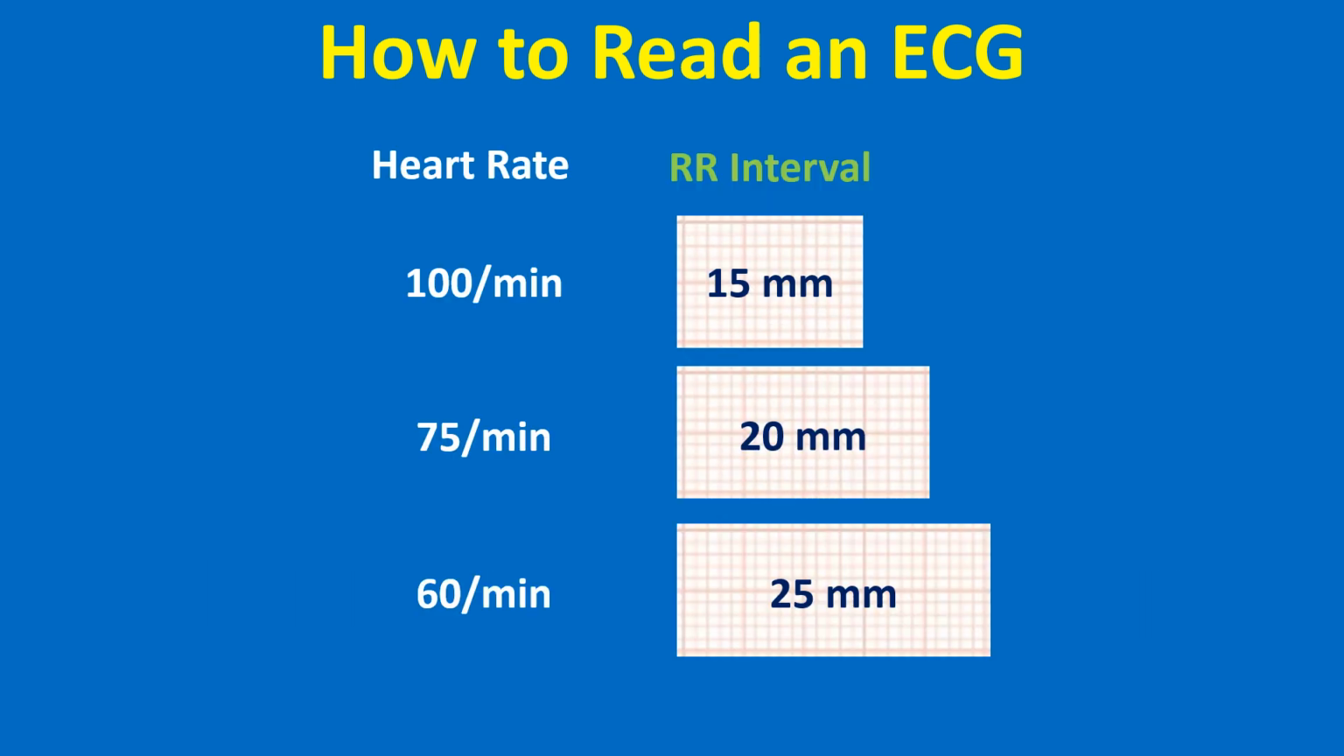For quick calculation, 3 large squares or 15 millimeters will correspond to 100 per minute. 4 large squares or 20 millimeters will correspond to 75 per minute, and 5 large squares or 25 millimeters will correspond to 60 per minute.